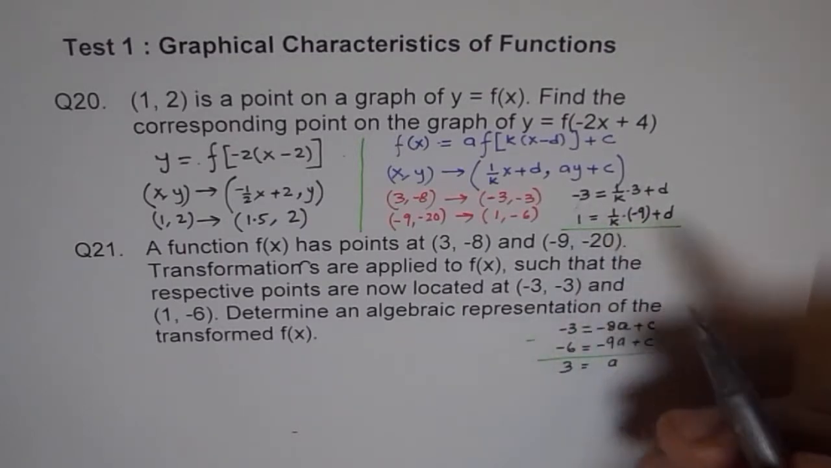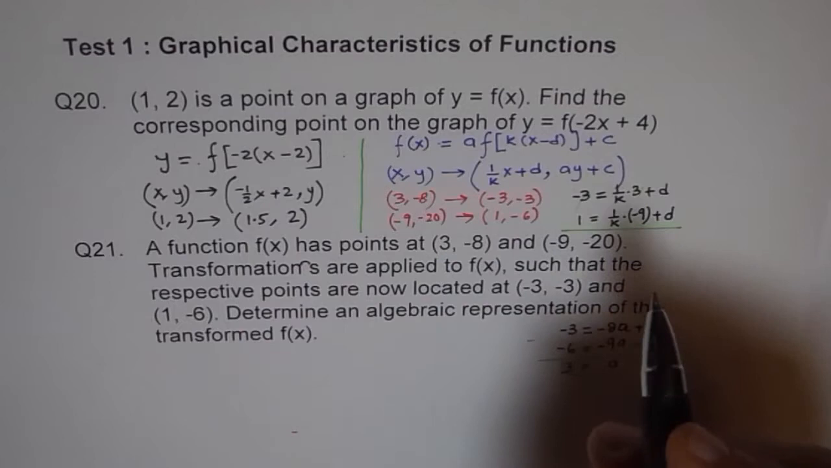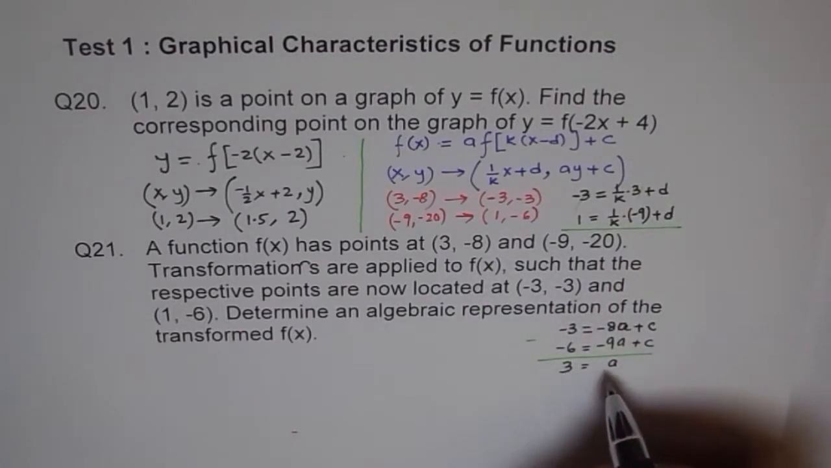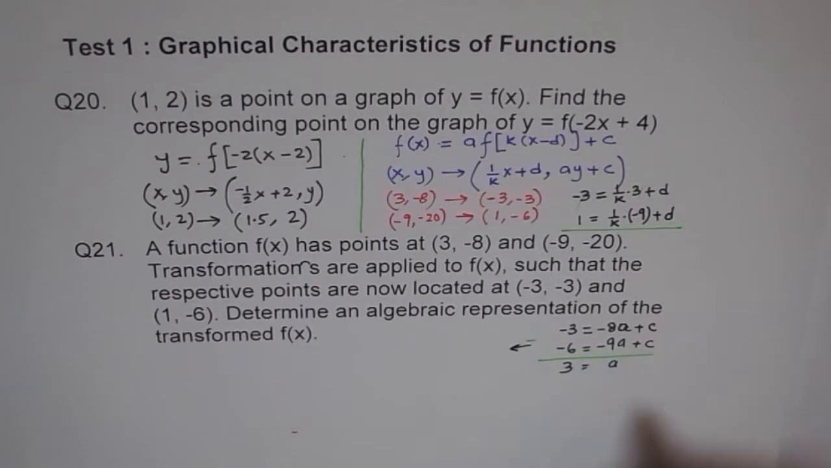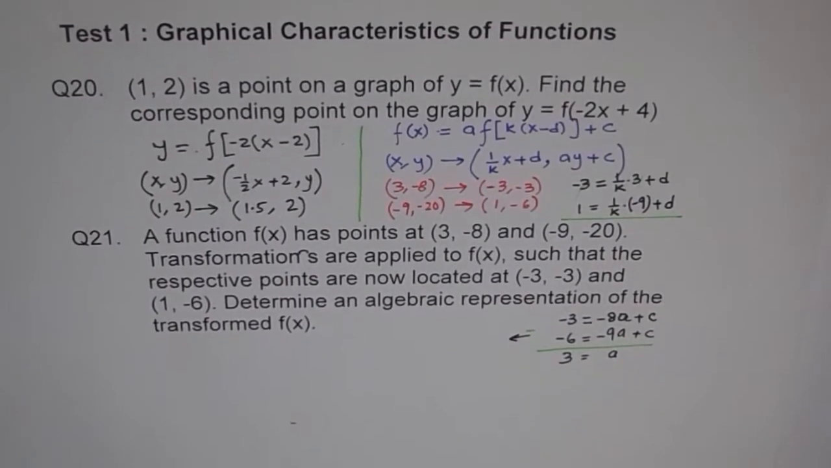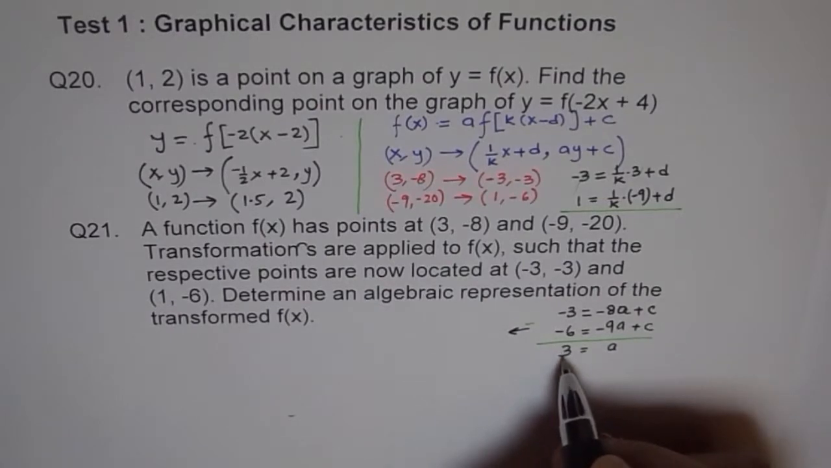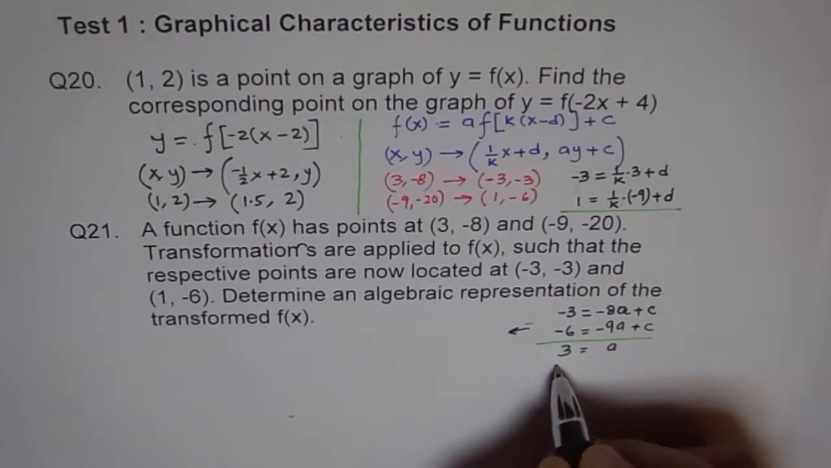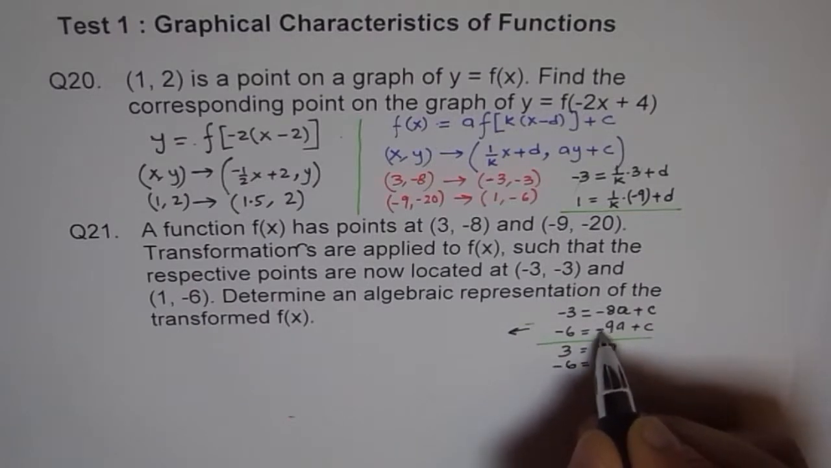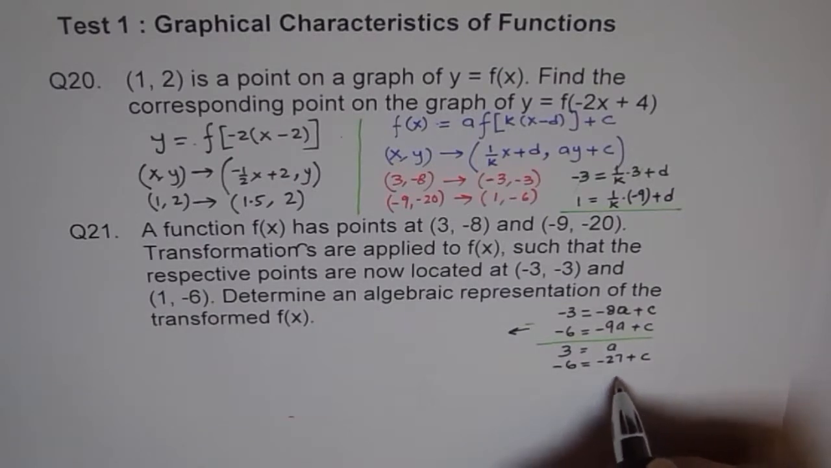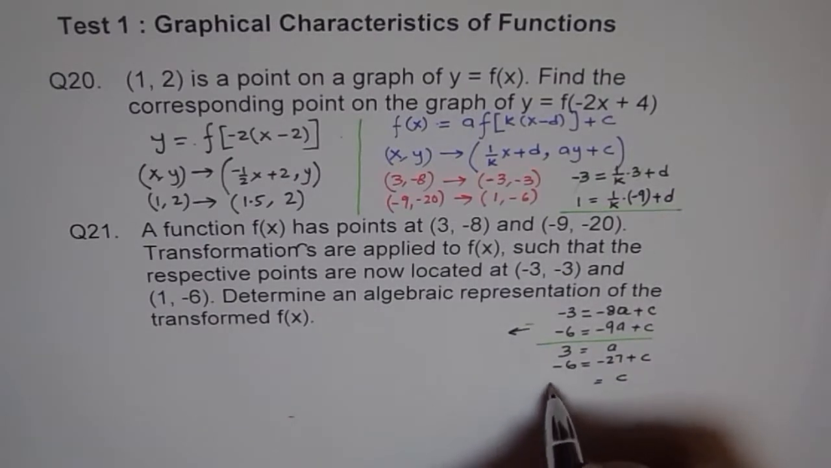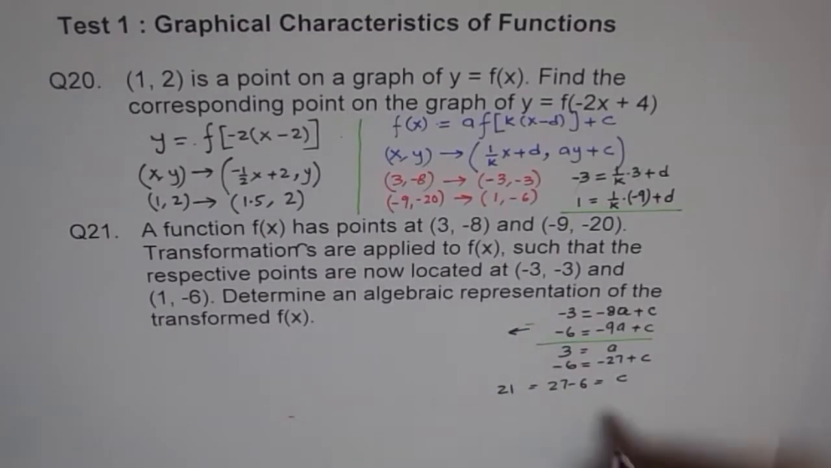When I do this minus this, a equals 3 here. I can plug in a and find c. Let me do that part first. Let me write a as 3 here. So I get minus 6 equals 3 times minus 9, which is minus 27, plus c. And therefore c is equal to, when I bring this over, 27 minus 6, which is 21. So I got the values of a and c.